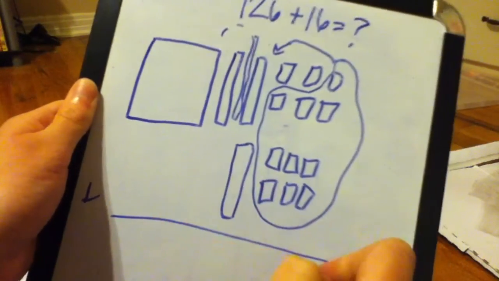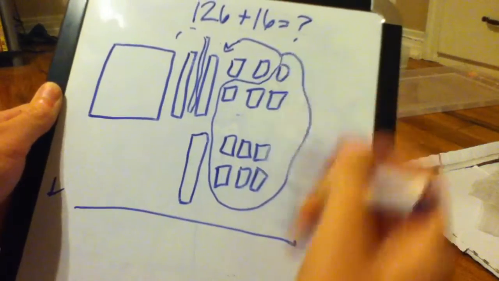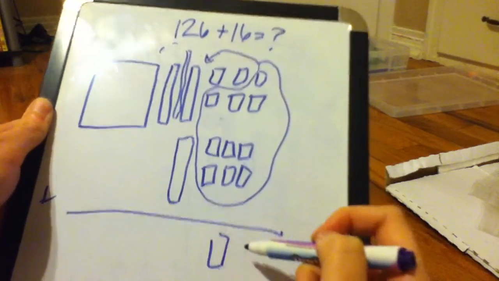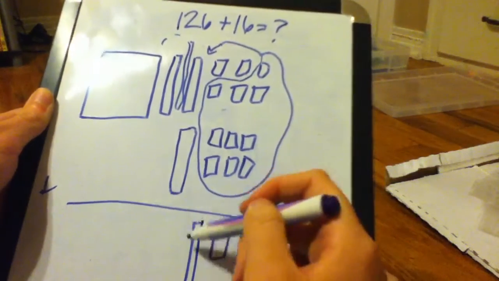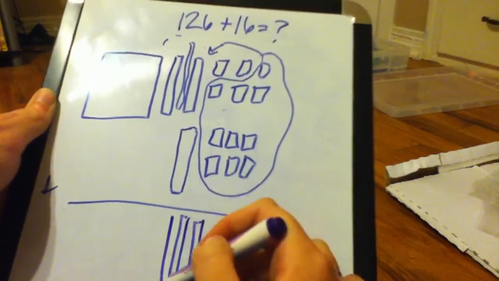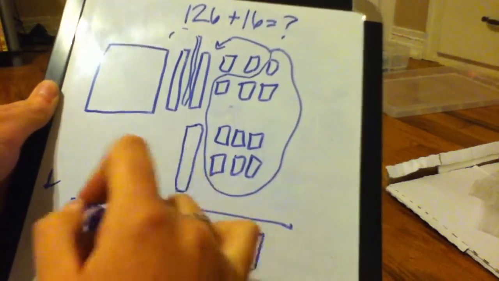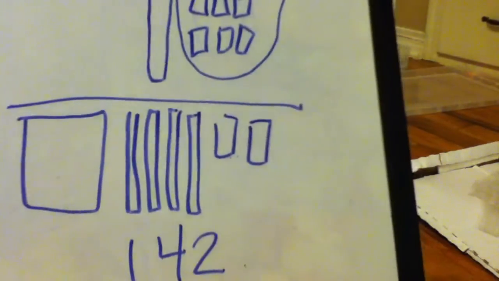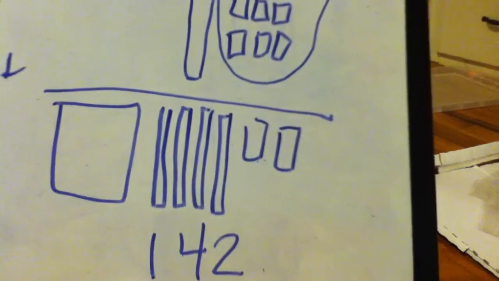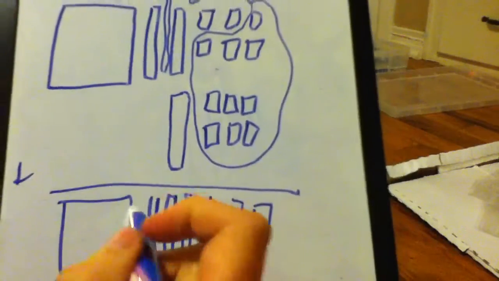And then we have this, and so we have 2 units down here, so we're going to add the 2 units. We have 4 rods, 1, 2, 3, 4, and we have 1 hundred. So our answer is 142. So 126 plus 16 is 142 with using the Make 10 approach, which makes it easier to figure out your addition.